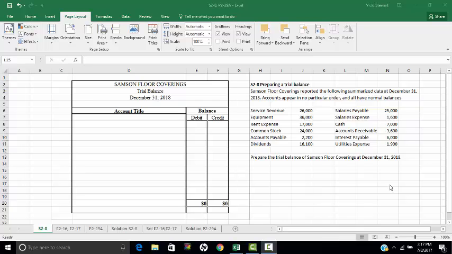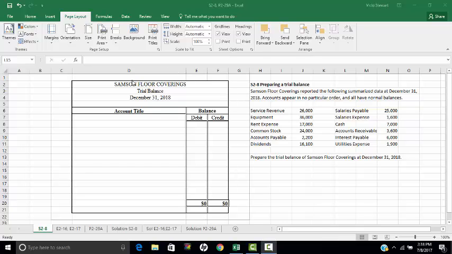This is a demonstration of exercise S28, preparing a trial balance. Samson Floor Coverings reported the following summarized data at December 31st, 2018. The accounts appear in no particular order and all have normal balances. The problem gives us several accounts, and then it asks us to prepare a trial balance of Samson Floor Coverings at December 31st, 2018.